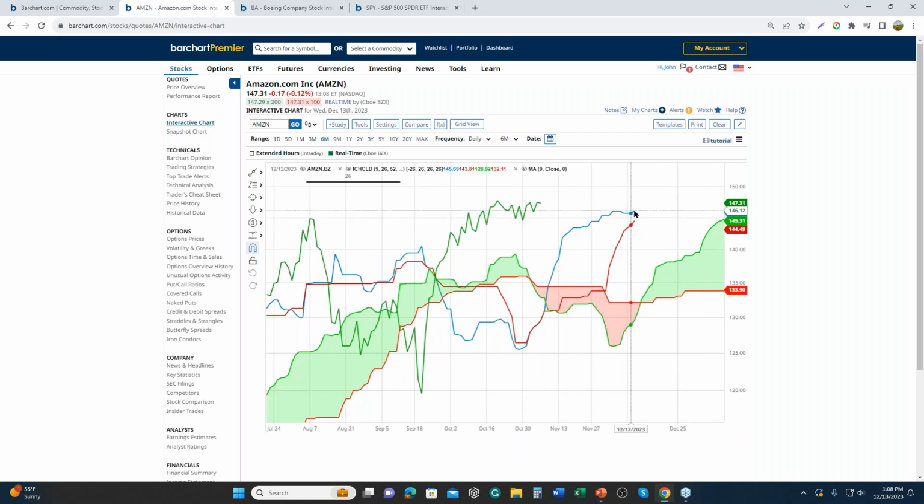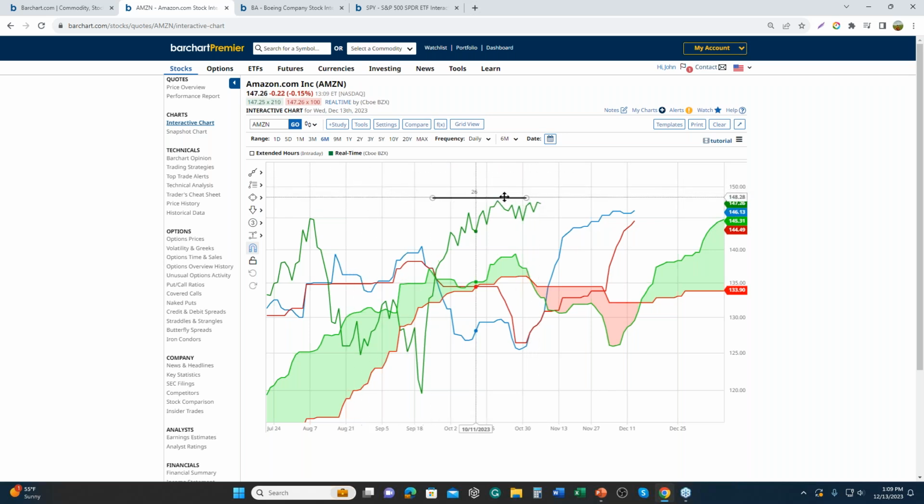So the blue line represents our conversion line, and that is a 9-period moving average. Our red line here is called our baseline, and that is a 26-period moving average. Then we have what is called our lagging span. This is the current price displaced by 26 periods.